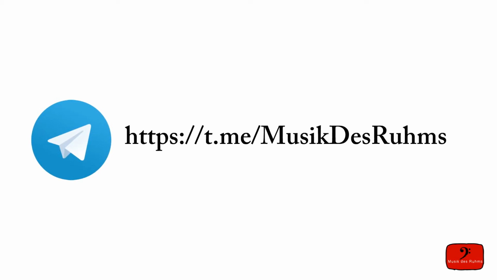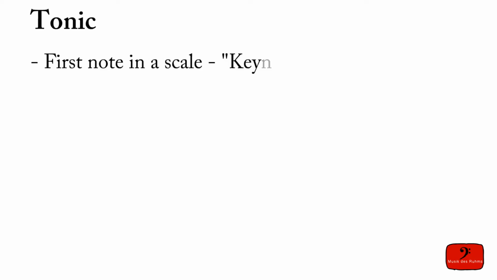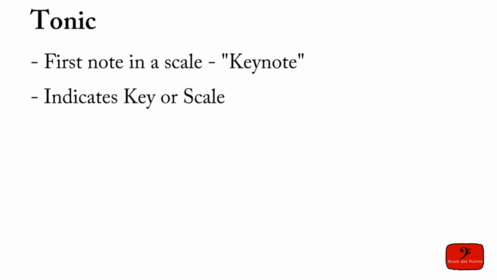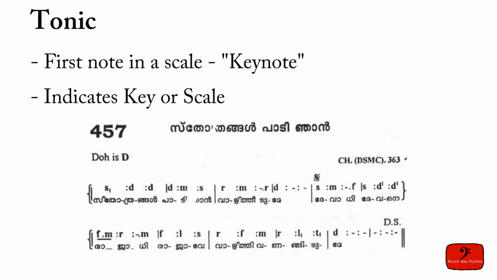Refer to our PDF version of this lesson to know the notes of all major scales. The most important note in a scale is the first note, known as tonic. It is also called the key note, as this note tells what key or scale you are in. In Songs for Worship Songbook, the key of the song will be specified at the top right section above the music notation. For example, in song number 457, in the above stated place, it's written as Do is D. This means that the tonic of the song is D, or this song is in D major scale.